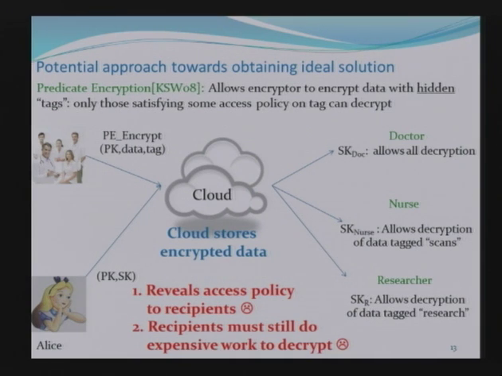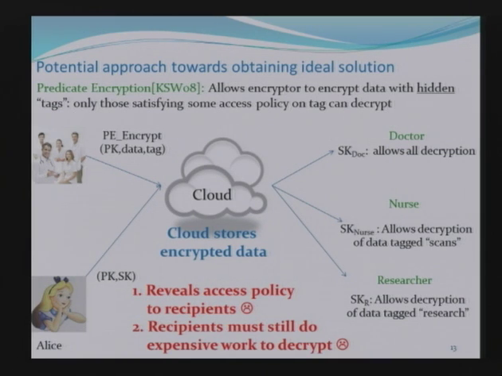Right? So we would have ensured that only the right person ends up getting only the information that's meant for them. Okay? However, this type of solution has the following two drawbacks. Number one, it actually ends up revealing the access policy to recipients. The recipients end up learning everything. So the structure behind these predicate encryptions is such that the access policy is revealed.